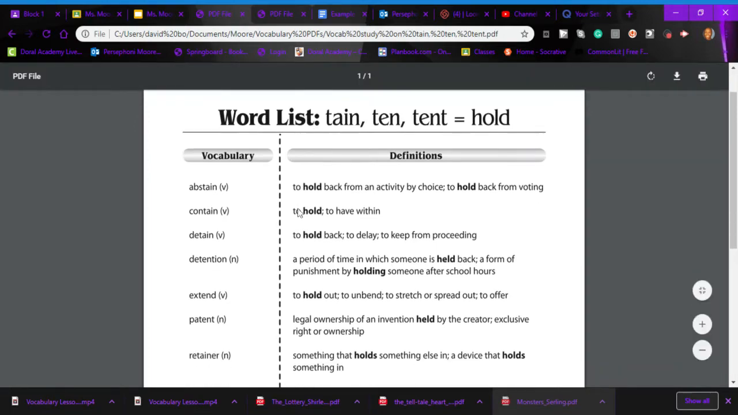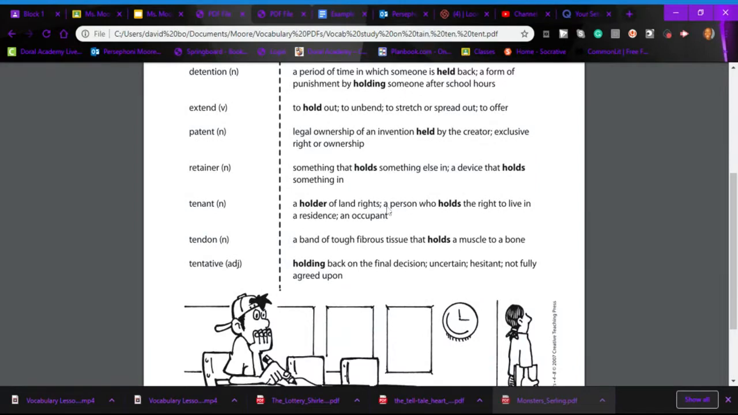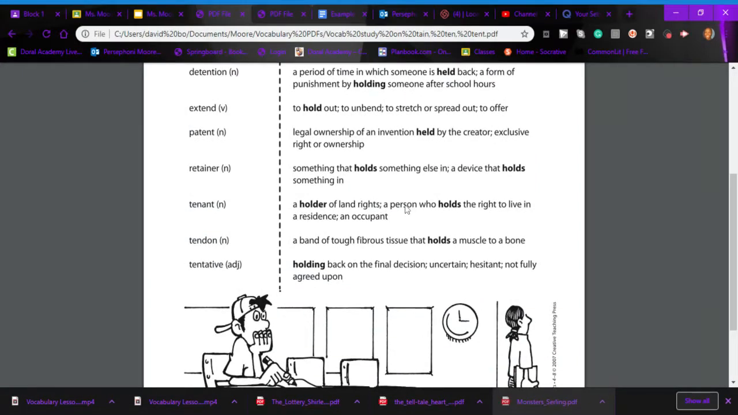A retainer is a noun. A retainer is something that holds something else in. It's a device that holds something in. Oftentimes, when I think of a retainer, I think of retainers being used after someone has had braces. It's a device to hold your teeth in place, because even with braces, you still need a retainer and you need to wear it a little bit longer so that way your teeth stay in place, because if not, they will begin to shift.